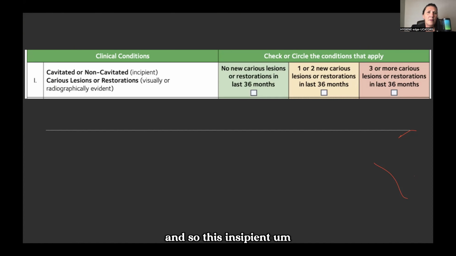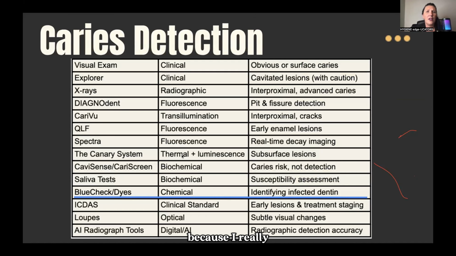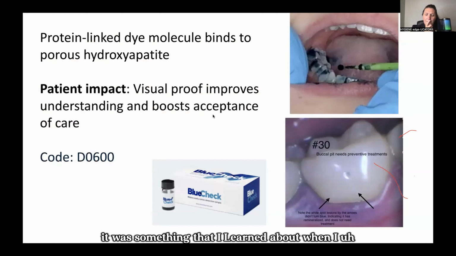And so this incipient portion is really important to our caries risk assessment. That's why I invited Jessica Woods on here tonight, because I really want you guys to learn about what's called Blue Check. It helps us find caries earlier. It was something that I learned about when I became a mobile clinician.